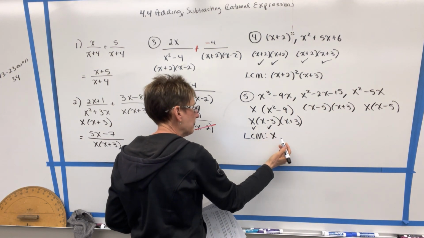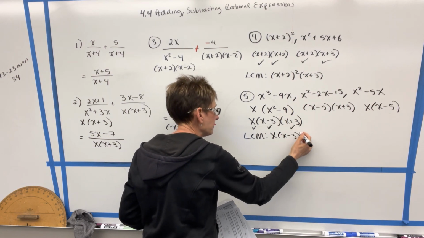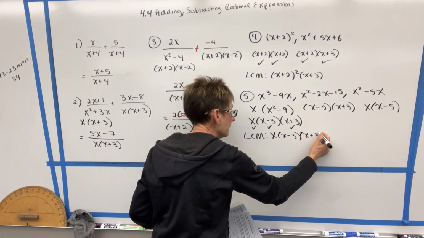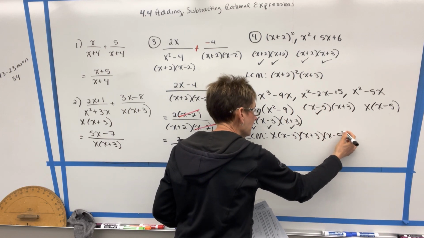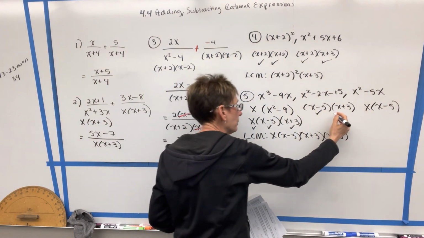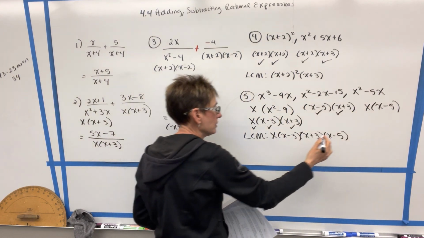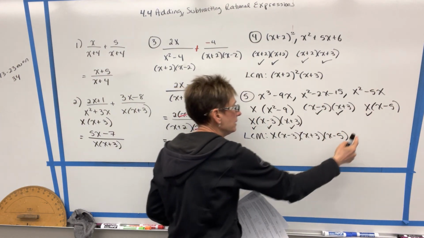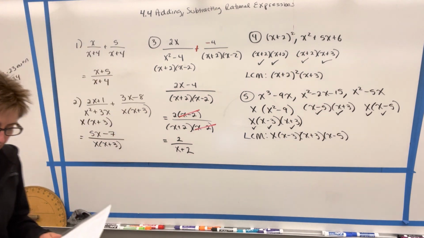I have an x minus 3, I need to include that. I have an x plus 3, so I need to include that. I have an x minus 5, so I need to include that. Now notice I don't need to include this x plus 3 because it's already listed here. I don't need to include this x because it's already listed here. And I don't need to include that x minus 5 because it is also already accounted for.